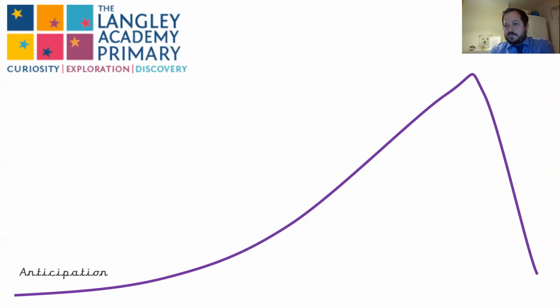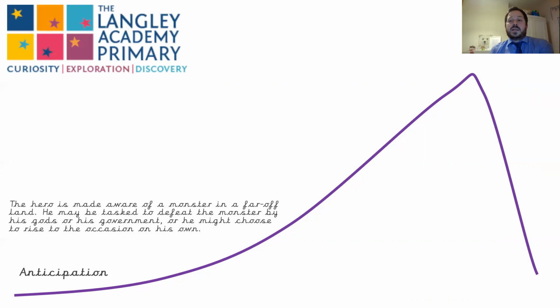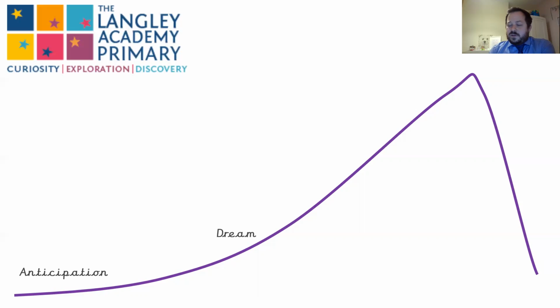So we start with anticipation. The idea is that you're building up the reader's anticipation of what's going to happen. So you talk about the monster, you talk about the hero, or you talk about a problem in a far off land, somewhere far enough away that the hero might have to go there or only hears about it and has to respond to it. And this could be by the people of the land. It could be that he's told of the problem via the gods. It could be that he is brought to the attention of it by himself, or something has brought attention to it to him.